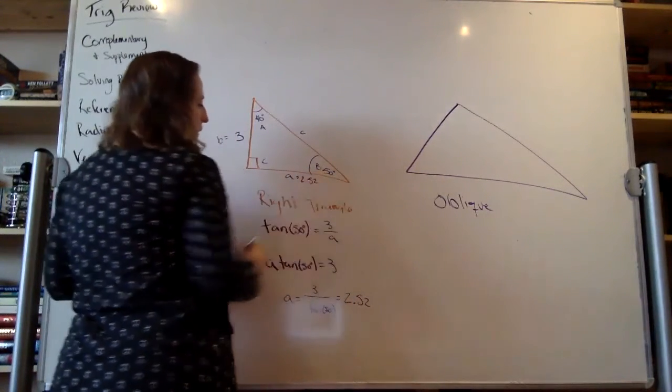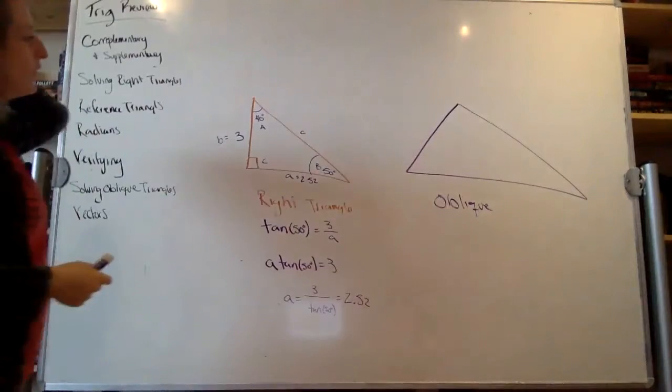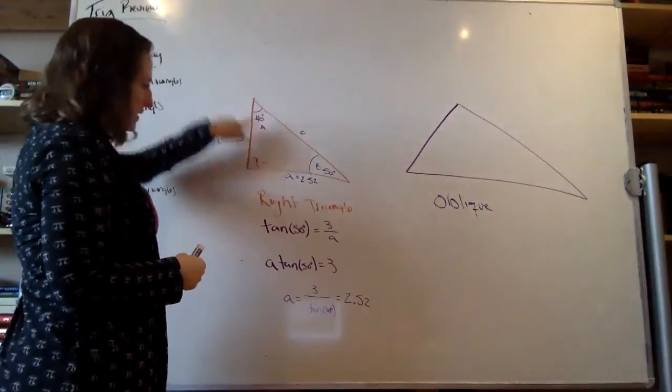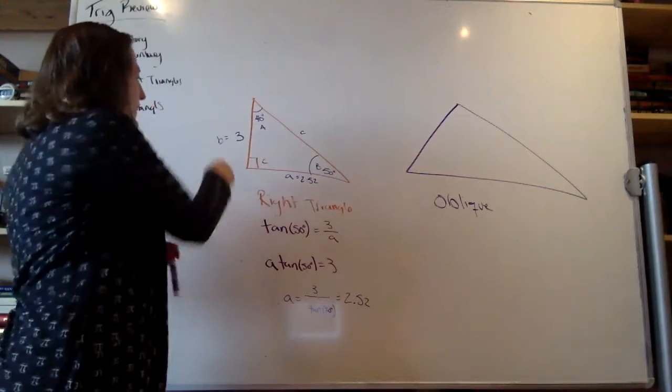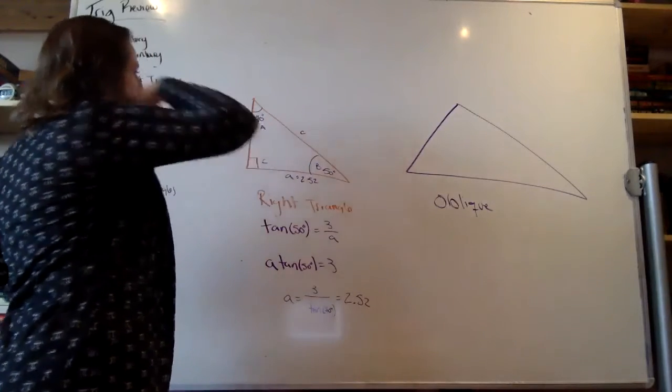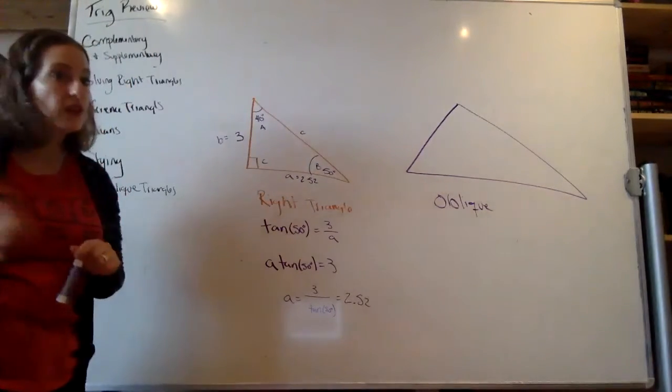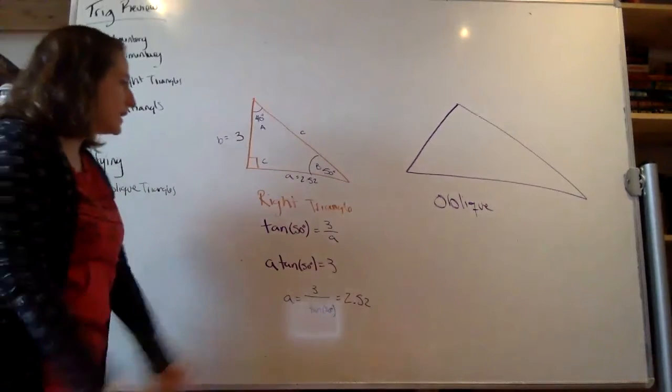Now, was this the only way to do this? No. I also could have said that tangent of 40 is equal to A over 3 and solved that way. Now I know B, I know A, I want to know C. Again, there are multiple ways to figure out C. I could write a trig relationship.